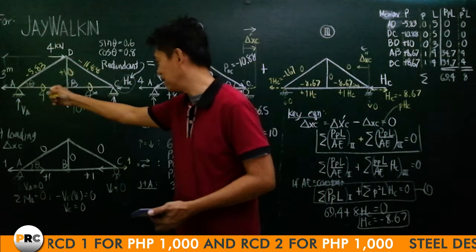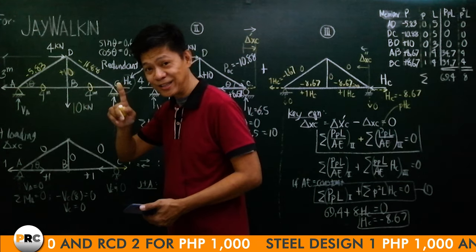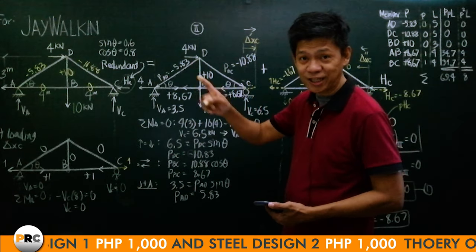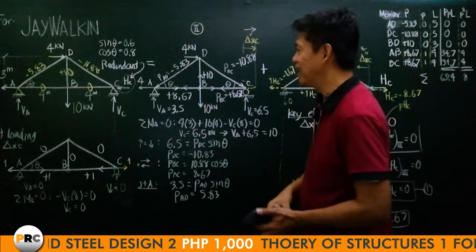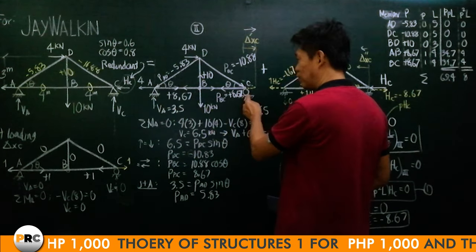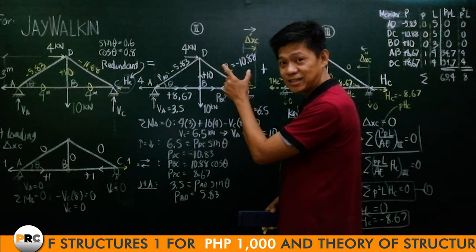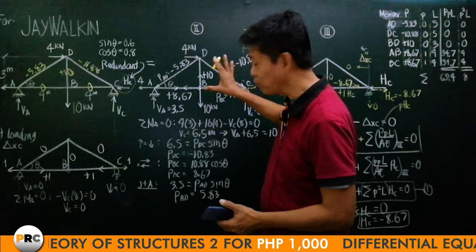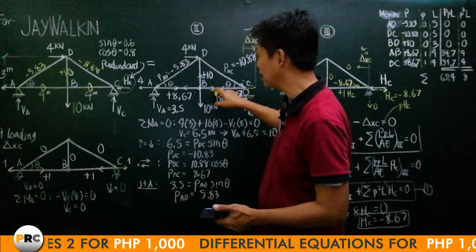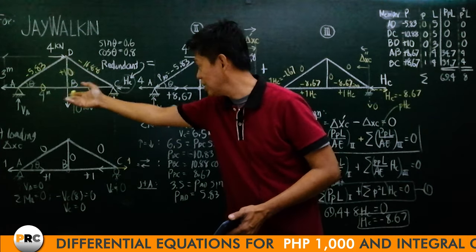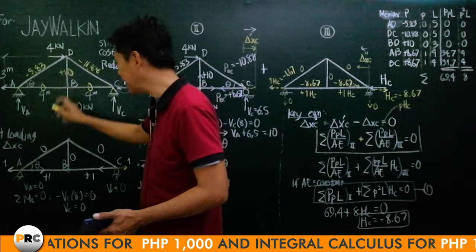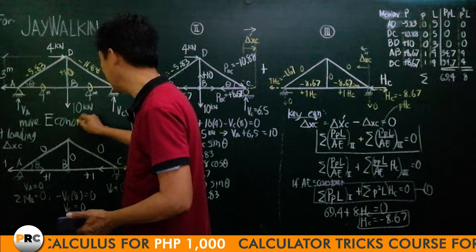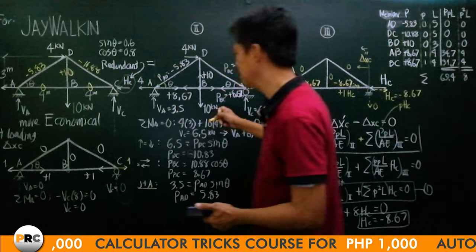The stresses in these members are smaller than the stresses in these members. Master is correct when he said, when you analyze it with hinge and roller, the forces in the elements are bigger than this. Meaning, since the forces in the members are bigger than those in the hinge support, the design here is more economical. Okay? More economical than this.